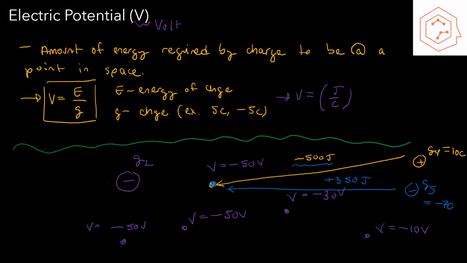And one last idea to be aware of is the region in space around a negative charge is called low potential, since it's negative, low potential. And if we had a positive charge, so Q1 again, then it would be high potential.